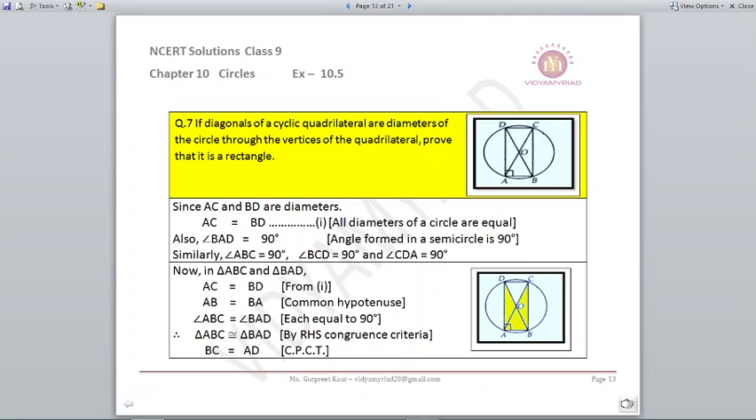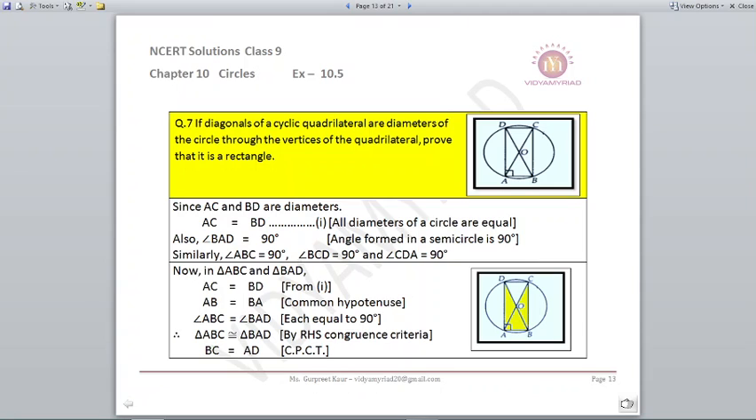Okay. So here if you look at the figure, AC and DB, they are the diameters. So both will be equal, and the angles formed on the semicircle, they are formed as 90 degrees, which means that angle BAD is equal to 90 degrees. Similarly, other angles will also be equal to 90 degrees because they are formed on a semicircle.